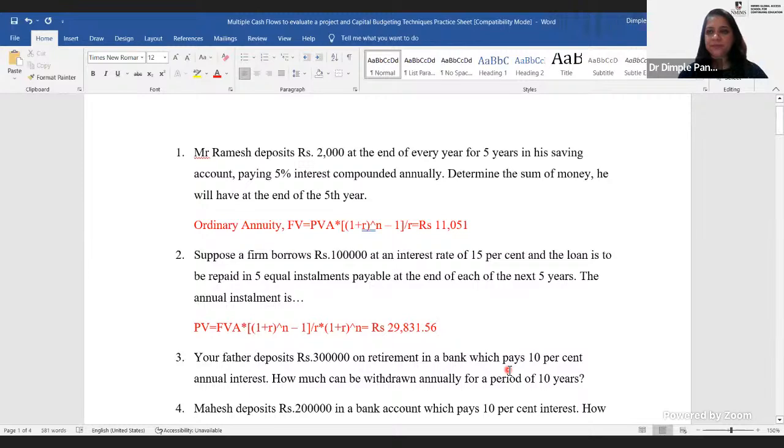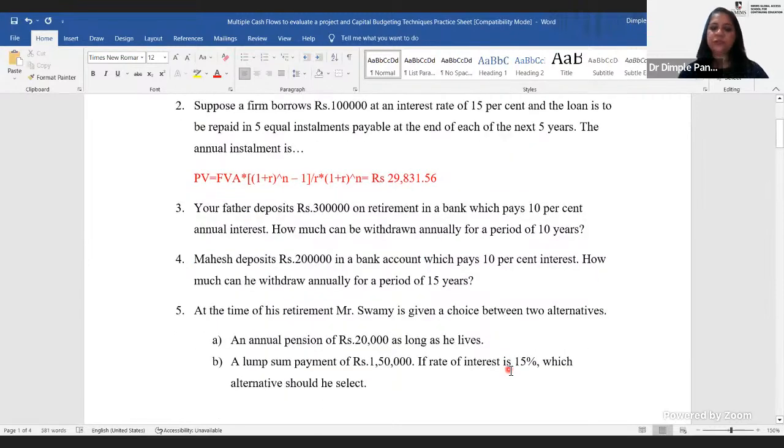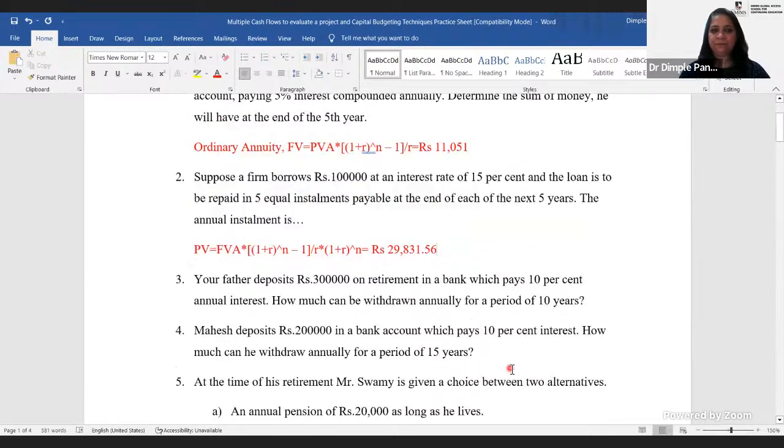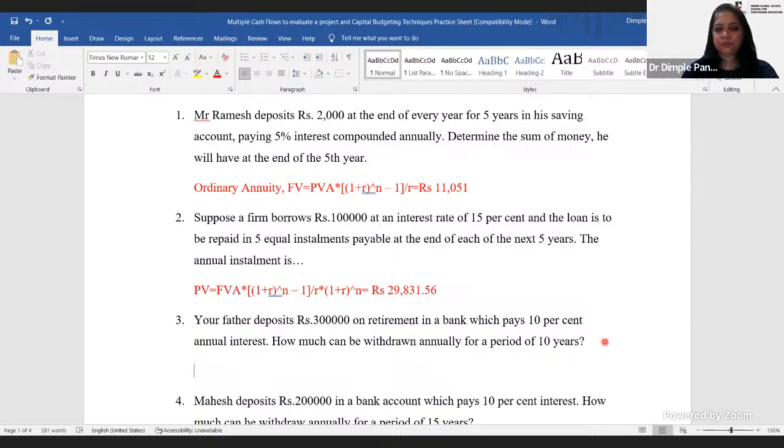Should I go ahead? What would you do in the third case? Yes, any doubts, any questions for me? No. Okay. Third one. Which concept are you going to use? How much can I withdraw annually for a period of 10 years? So definitely I'm talking about future value.